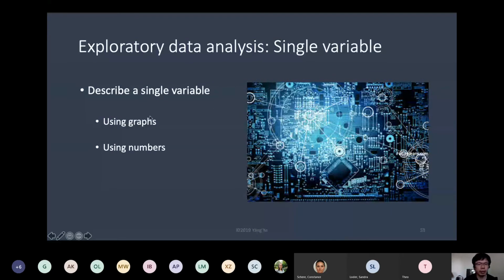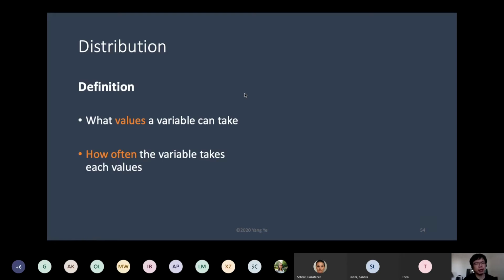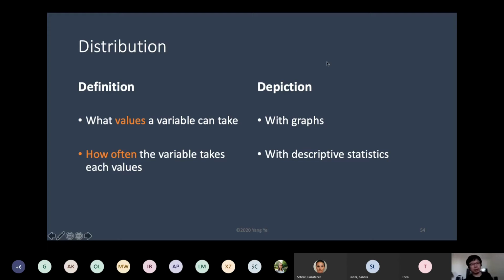And then in the next lecture, we'll talk about how to use numbers to represent them. So here comes the concept of distribution, which is very important for further statistical analysis. But for a single variable on a particular sample, it is quite easy to understand. It basically says what values a variable can take and how often the variable takes each value. Okay, so it can be depicted using graphs or descriptive statistics.